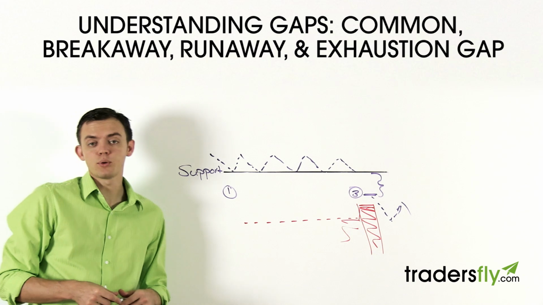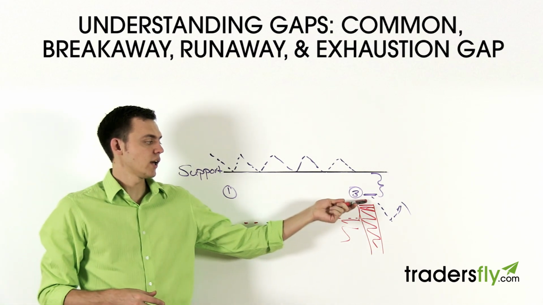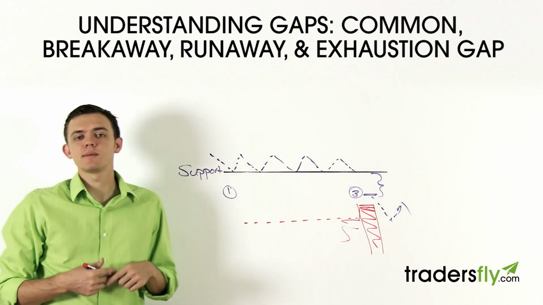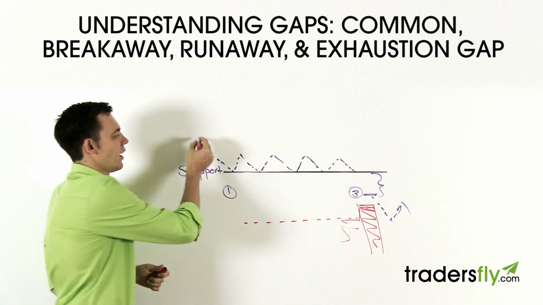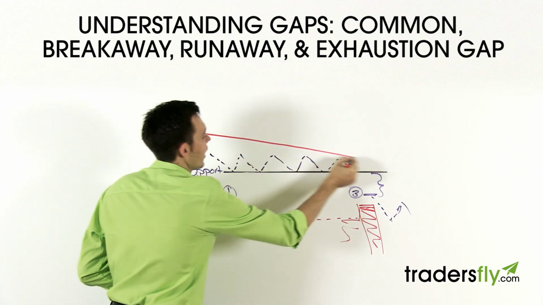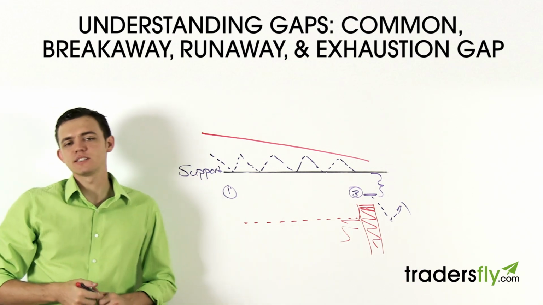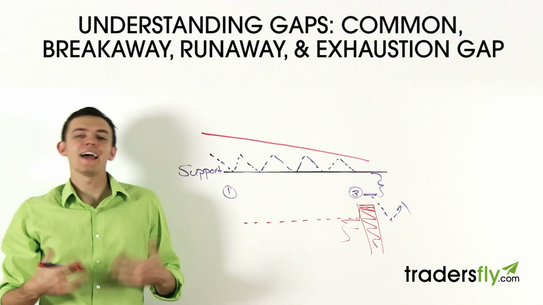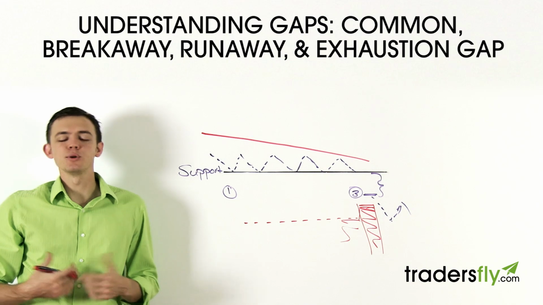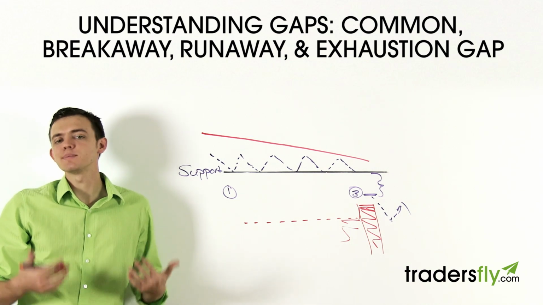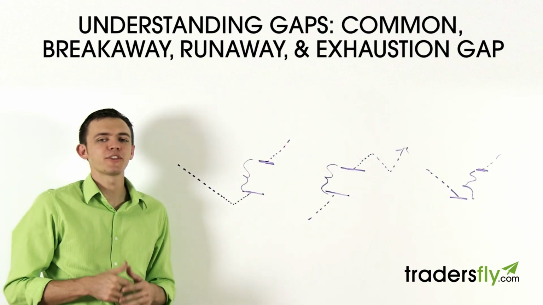Also, another important point is it's great if the breakaways happen with some other kind of pattern, like a descending triangle pattern or some other chart pattern. This way you can also be sure that it's a healthier gap and it's moving in the direction that it's supposed to move.